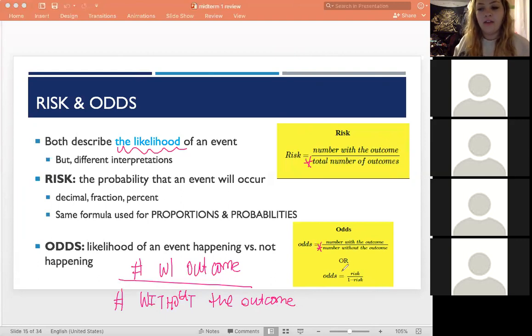And this other equation makes sense too, because one minus risk would be the number without the outcome. You can use this equation if you're already given the risk, but if not, you can just use the number with the outcome and without it to find odds. And odds is always going to be like an odds ratio, something to one.